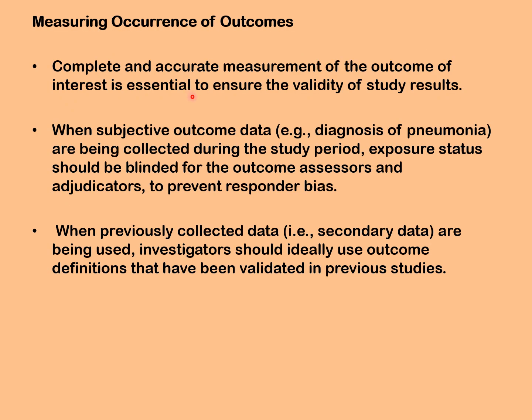So coming to measuring occurrence of outcomes, to ensure valid results in a cohort study, outcomes must be measured accurately. If the outcomes are subjective, like diagnosing pneumonia, assessors should be blinded to exposure status to avoid bias. When using existing data, validated outcome definitions from past studies should be used.